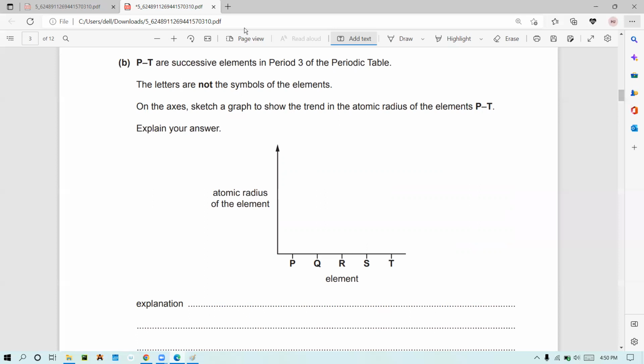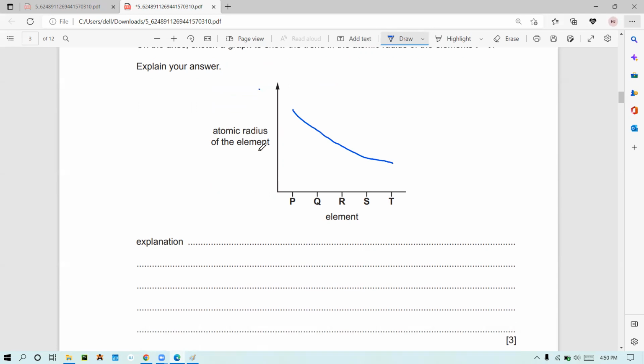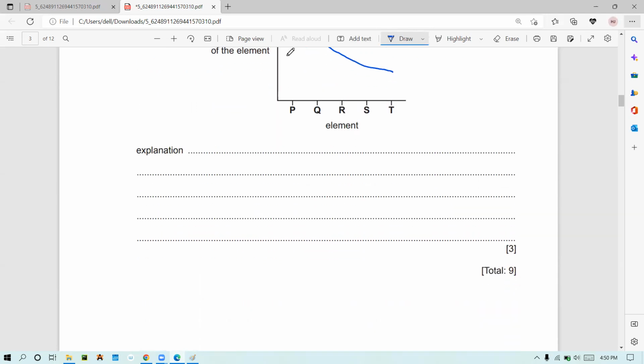If the question says that they are period 3 elements, this is easy. When you go across a period, any period, atomic size decreases. This is a graph. Atomic radius decreases. Now we have to give a reason as to why atomic radius decreases across a period.